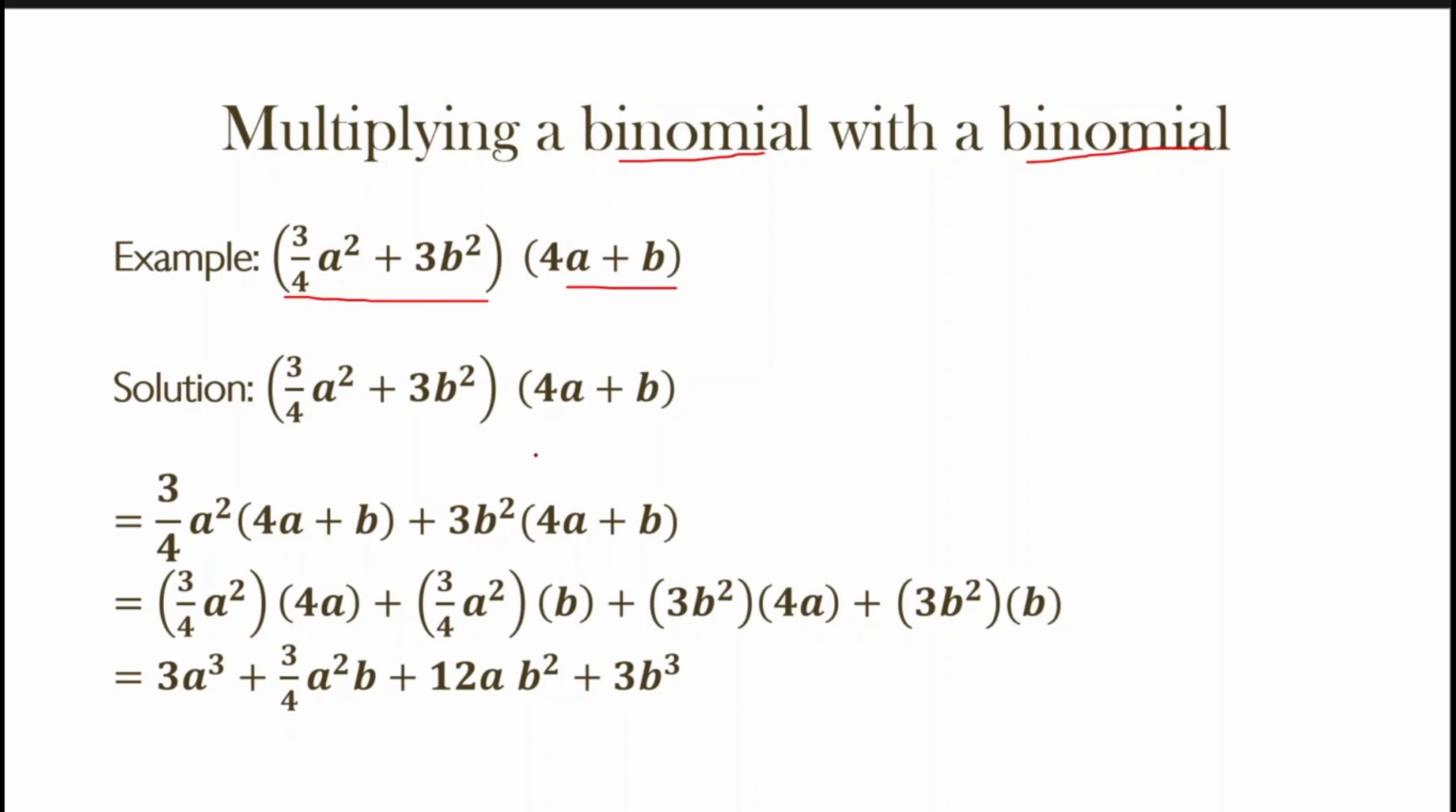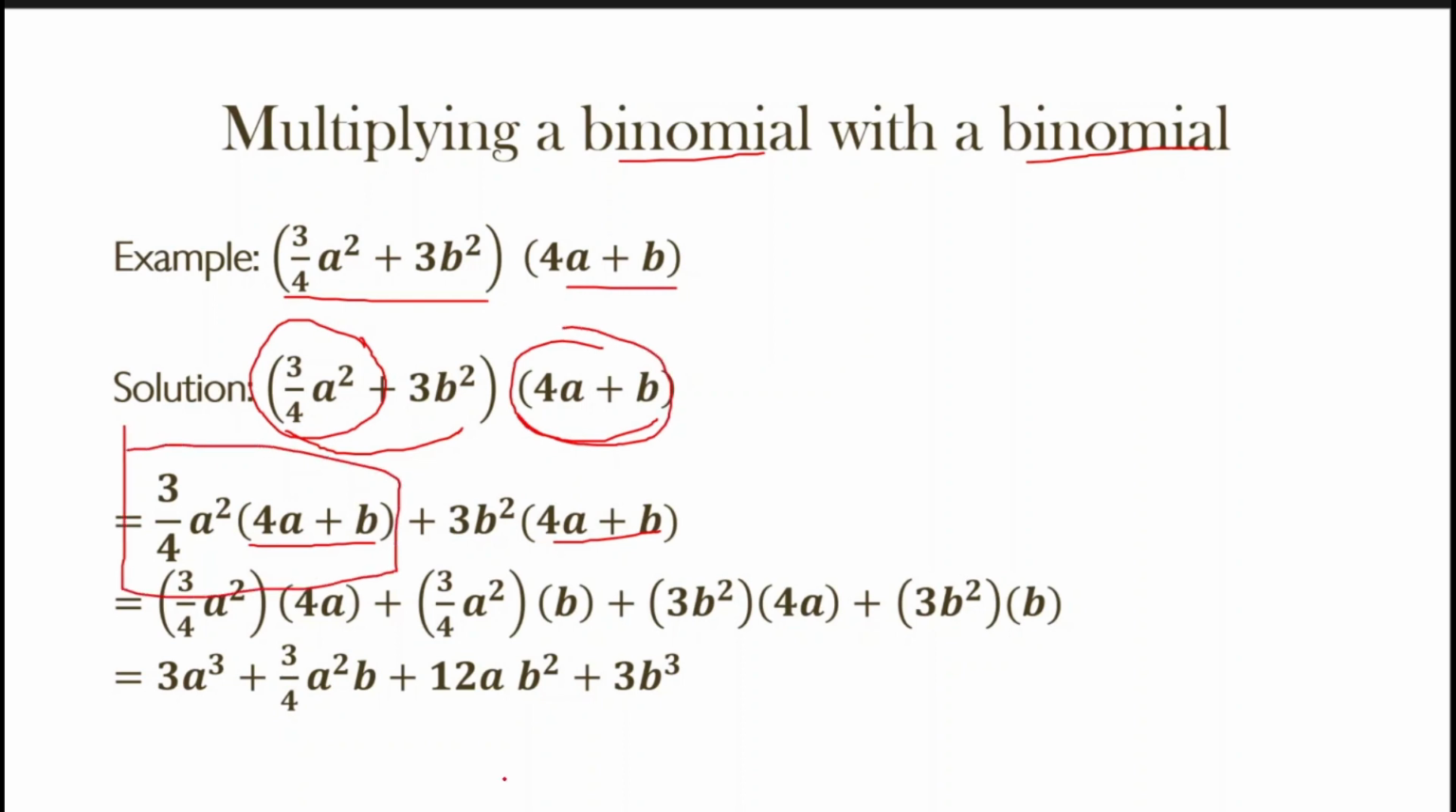Again, it's simple. Similarly, we'll do it like we solved the previous one. Since 3/4 a square plus 3b square, this whole bracket needs to be multiplied with the second bracket 4a plus b, we can keep any one of the brackets constant. For the time being, I am keeping 4a plus b as it is. So what do I have to do now? Everything inside the other bracket needs to be multiplied with 4a plus b. So first 3/4 a square needs to be multiplied with the entire 4a plus b. That's how we got this one.